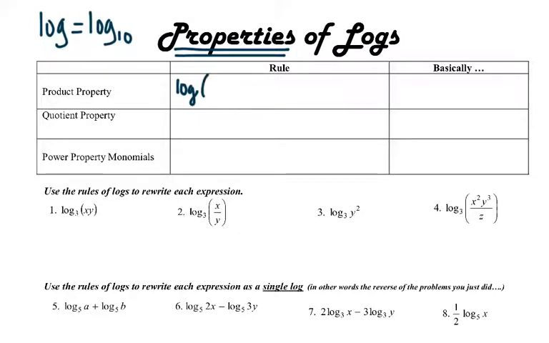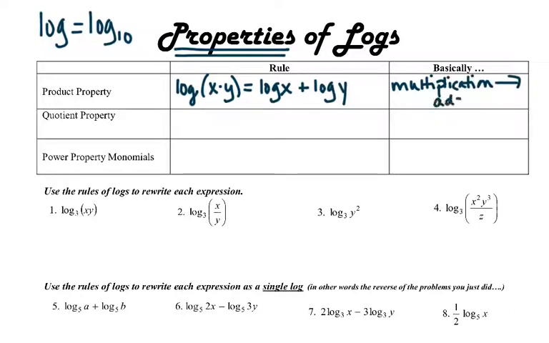The first property says the log of x times y is equal to the log of x plus the log of y. So basically what it says is that multiplication turns into addition. You ever heard that before? Multiplication turns into addition. When does that happen? Yeah, it happens with our exponents, right? That's our exponent property.